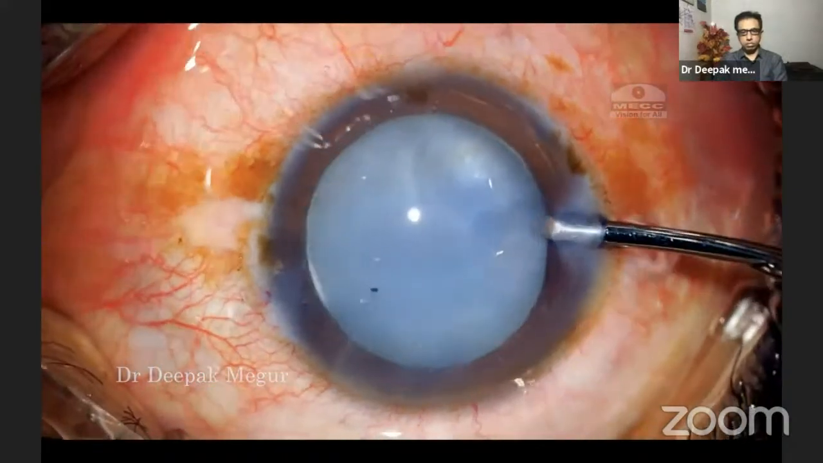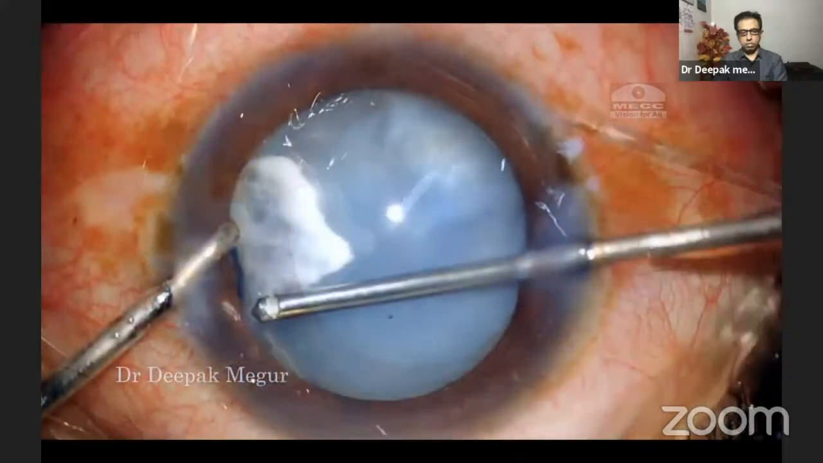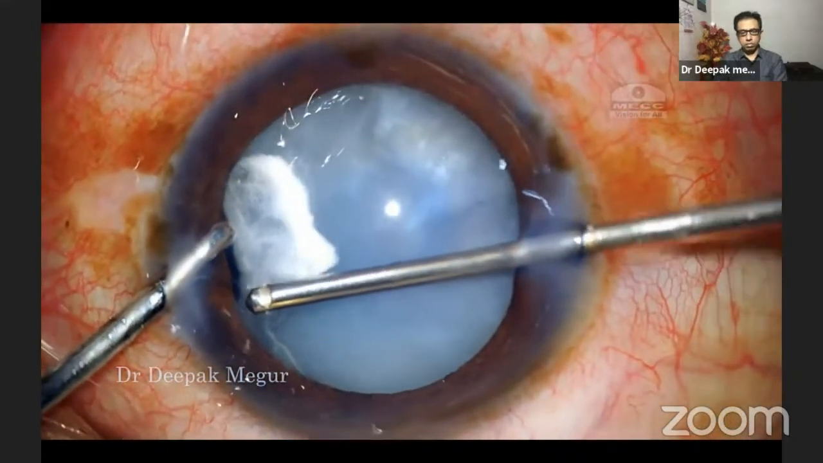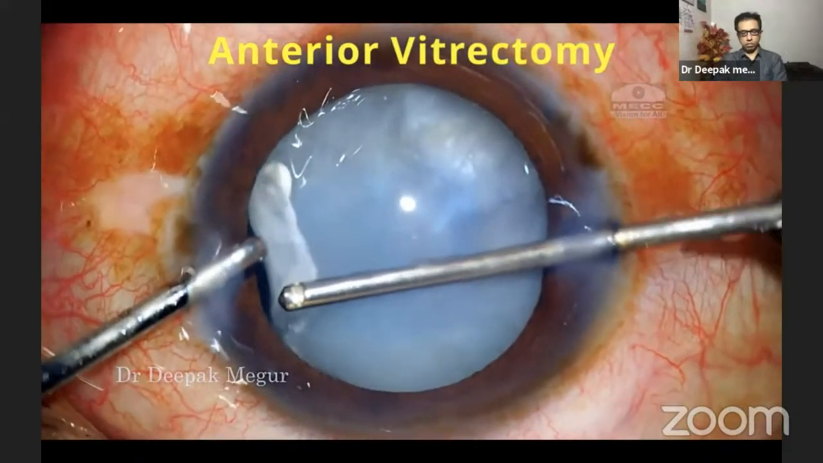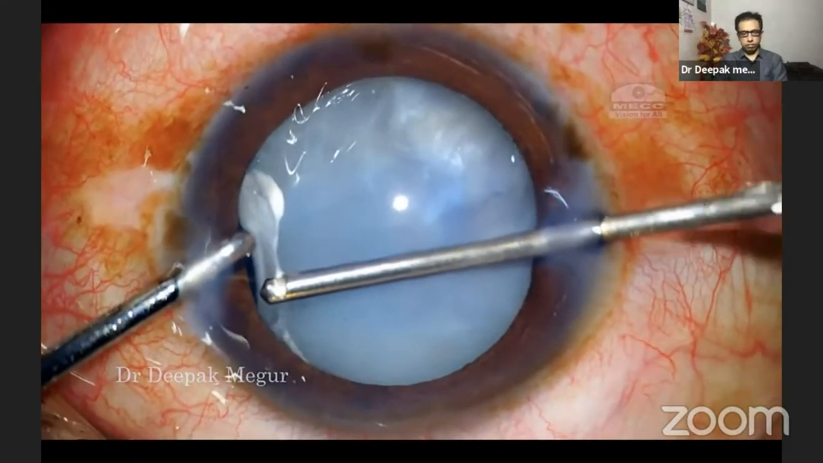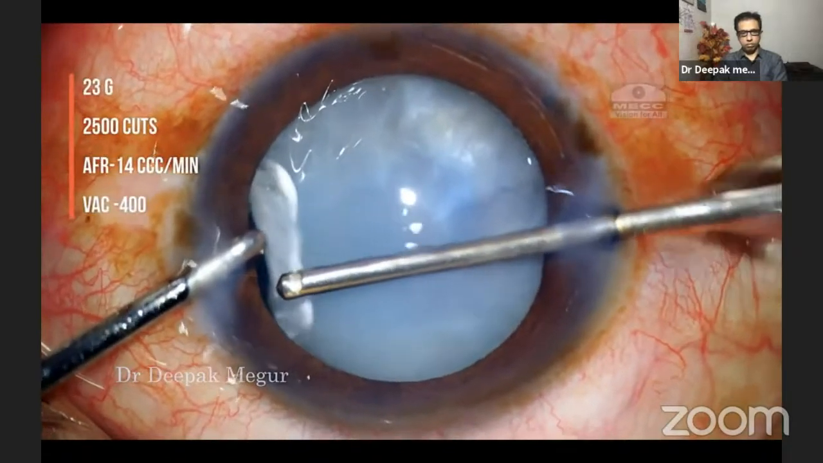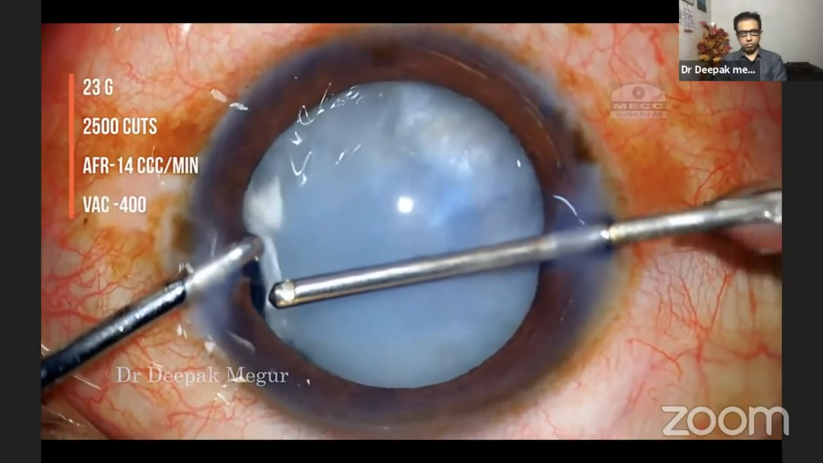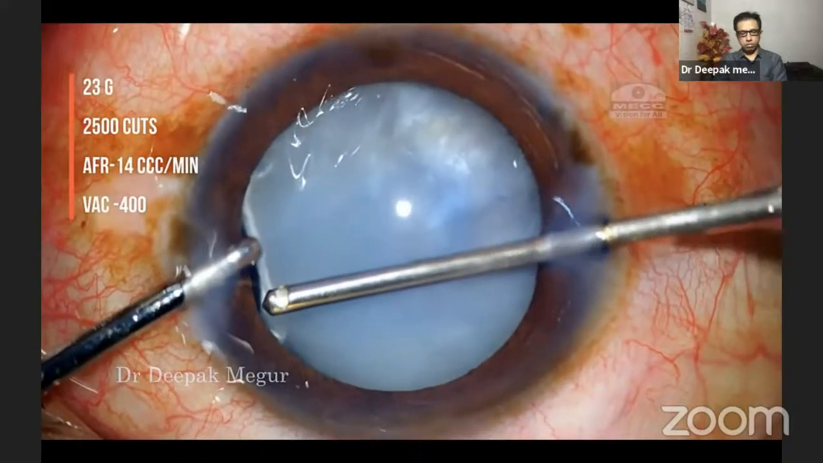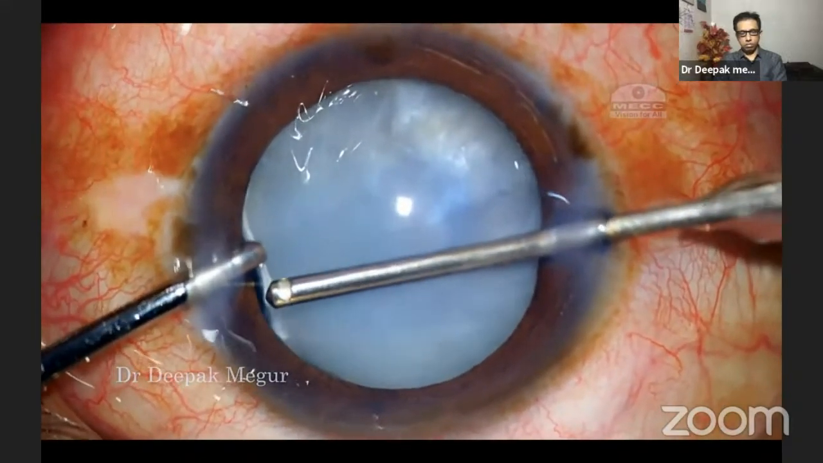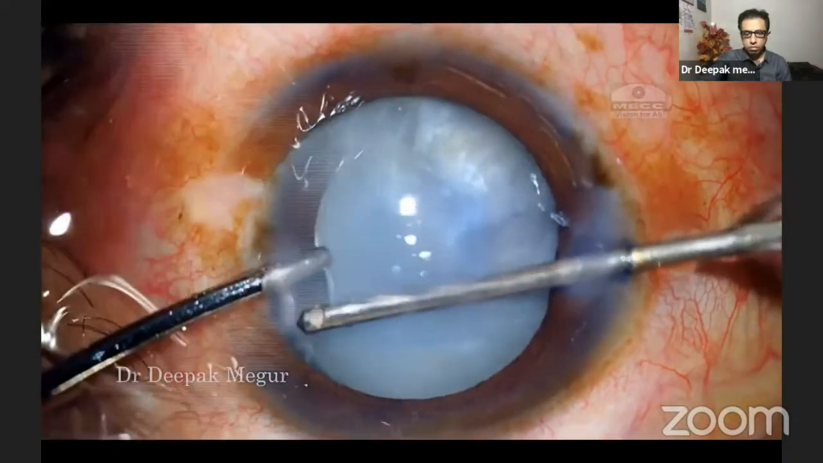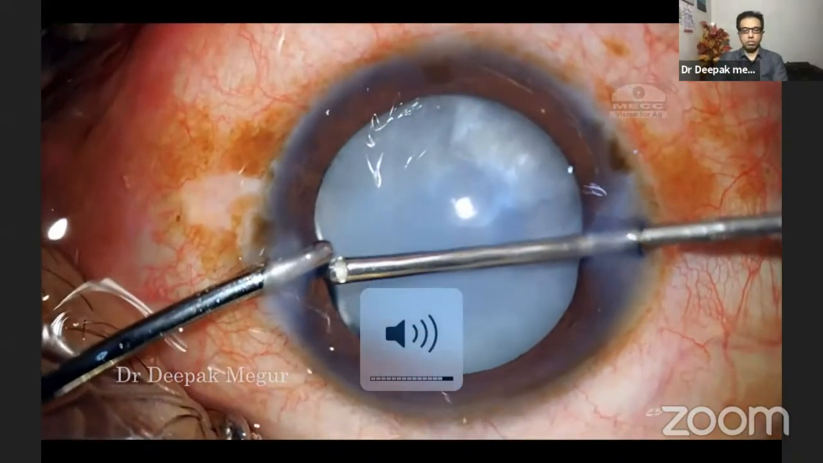zonular dehiscence. So the first thing to do in such a scenario is to ensure that we do anti-vitrectomy and remove all the prolapsing vitreous. We can't proceed with the vitreous prolapsing out like this. So using a very low flow rate and high cut rate, I'm doing anti-vitrectomy to ensure that the vitreous is cleared off. The high cut rate and very low flow rate ensure that we don't cut the iris in the anterior capsule and they are prevented from damage.